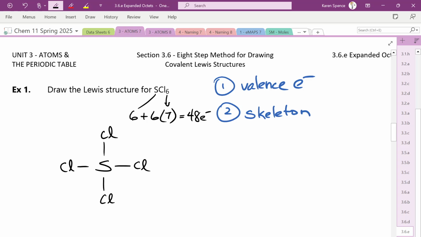And once you get to this point, you should say, oh no, I've got one thing on every side. What shall I do? Just throw them onto sulfur because sulfur is in row 3 or below. So just put them anywhere you want to. You can put them here. You can put it here. Just give yourself enough room to draw all the dots.